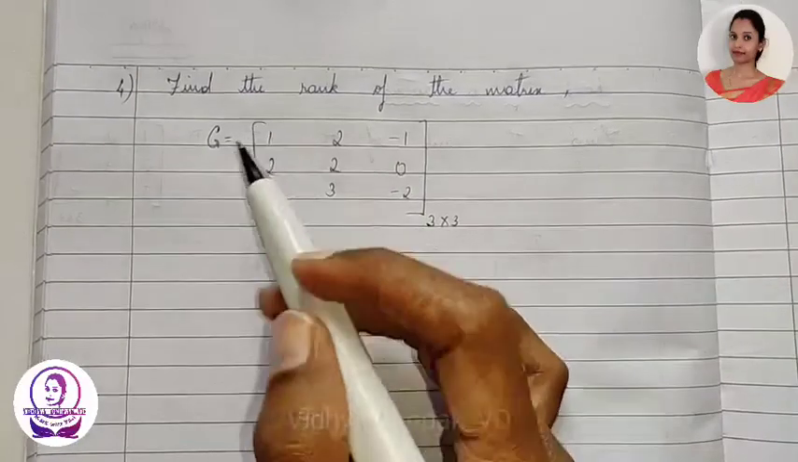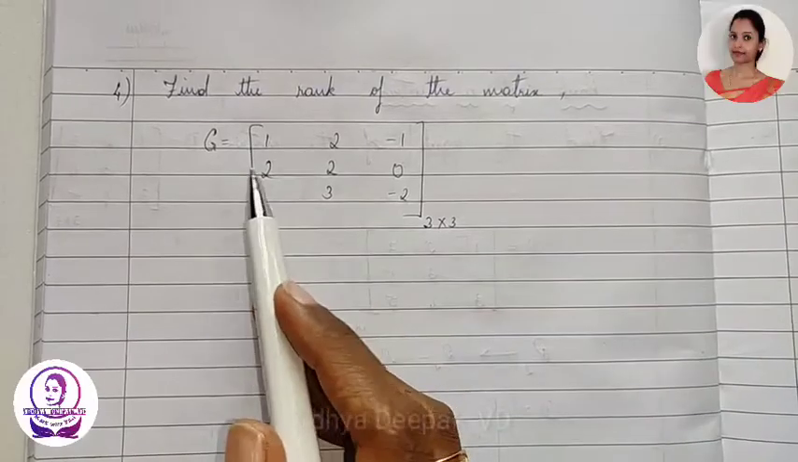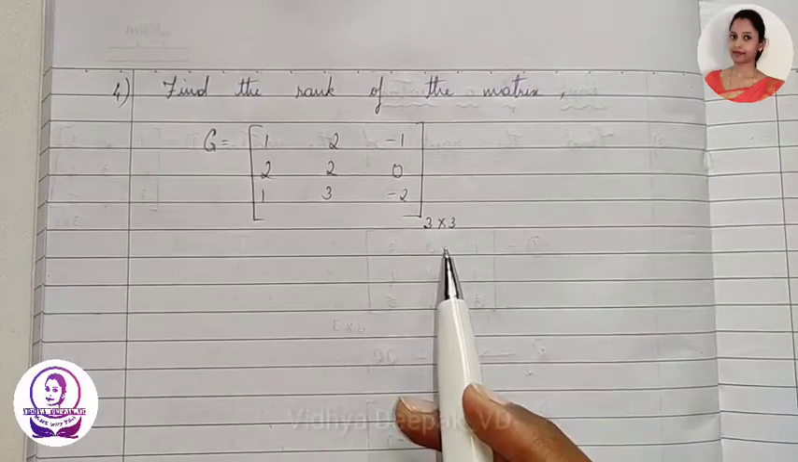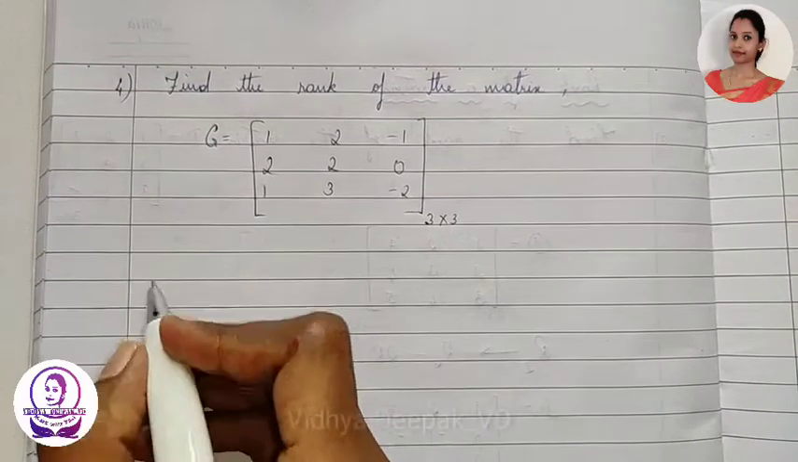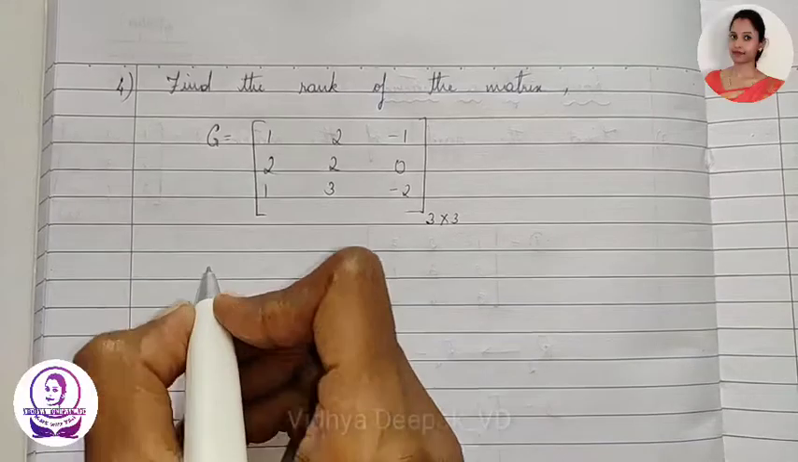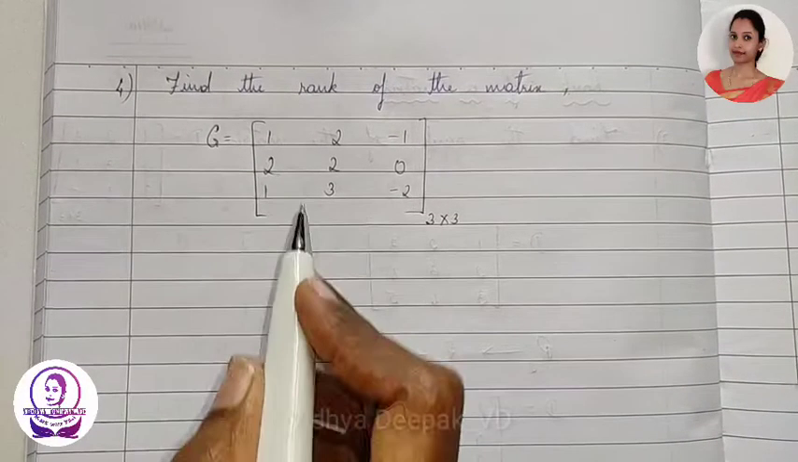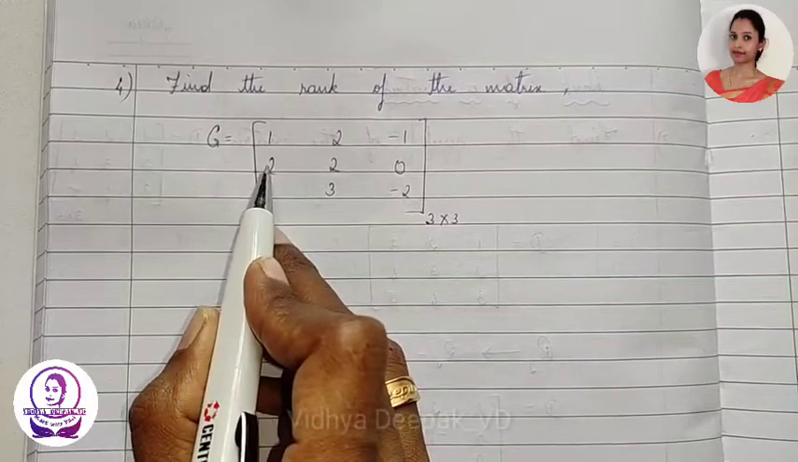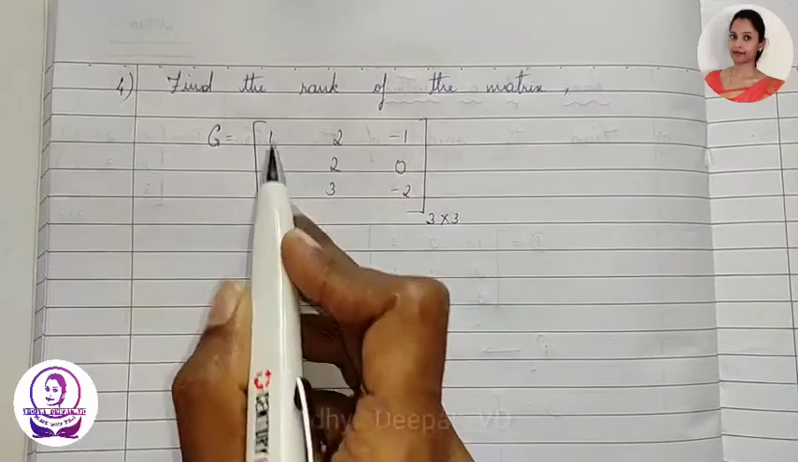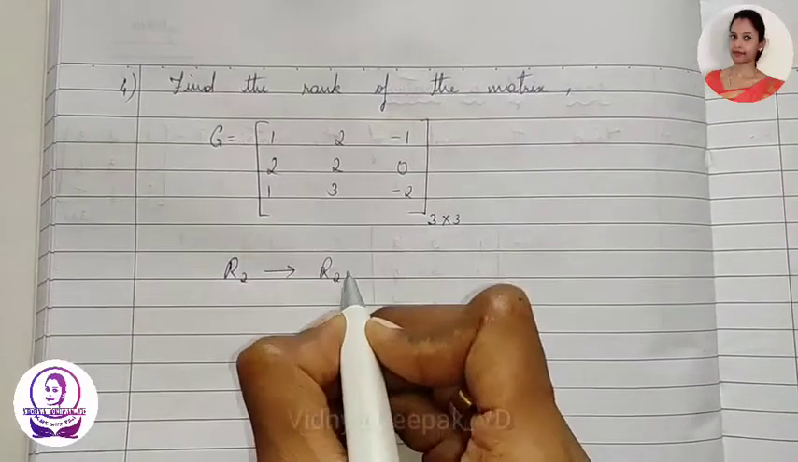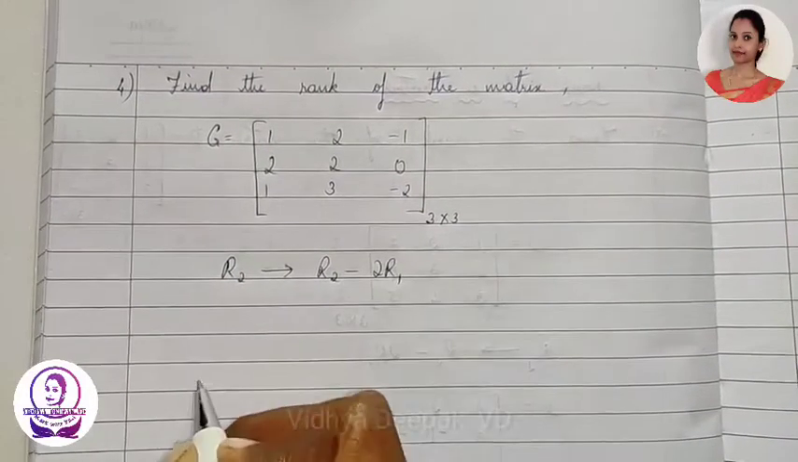Now let's get into the next problem. Find the rank of the matrix G is equal to 1 2 minus 1, 2 2 0, 1 3 minus 2, which is a 3 cross 3 matrix. So our solution is, what is the first operation? Okay, so here we have to make this number 0, right? So multiply this row by 2 and subtract. So R2 becomes R2 minus 2 R1, right?